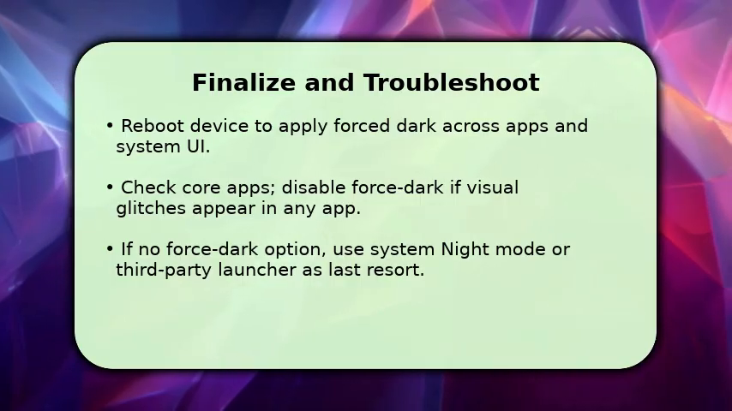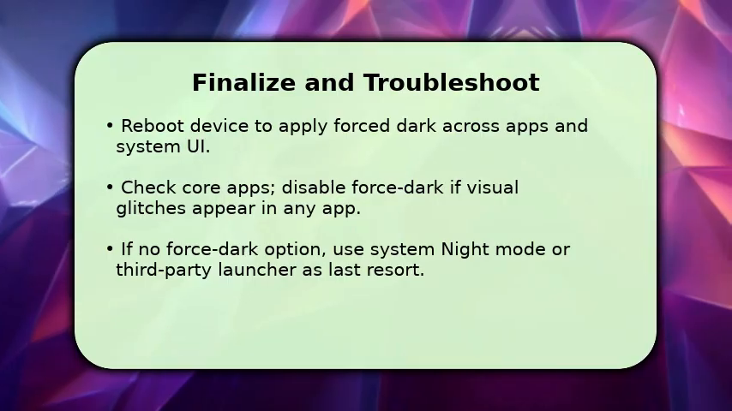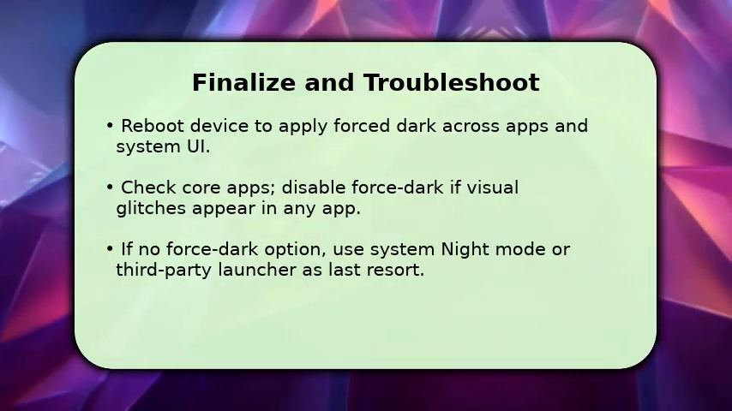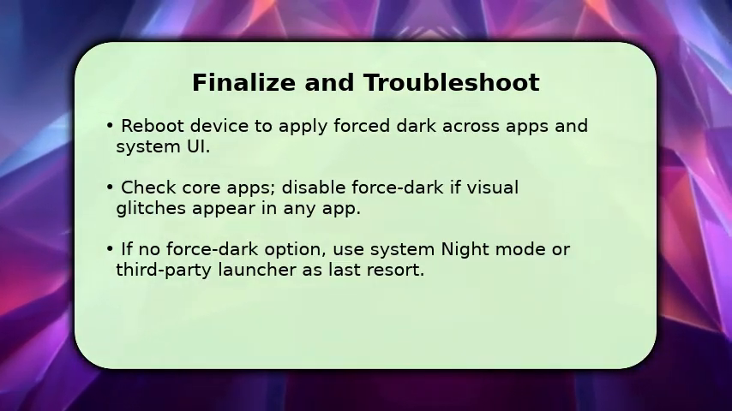If your phone lacks a Force Dark flag, enable System Night Mode where available, or consider a reputable third-party launcher that supports a dark theme. One troubleshooting tip: uninstall.